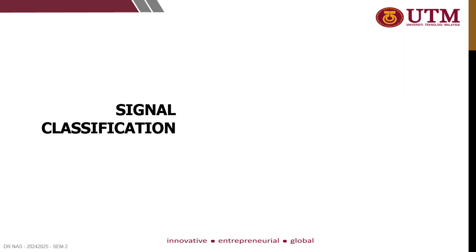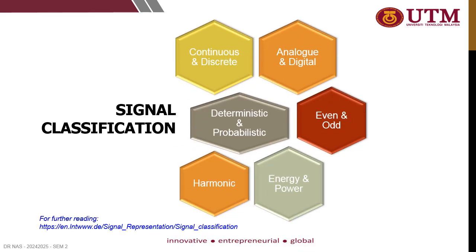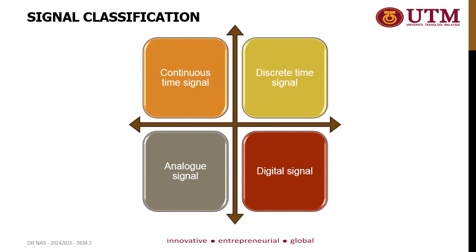The next will be looking at classification of signal. Okay, these are some of the signal classifications that you'll be exposed to in this course. So you'll be exposed to continuous and discrete signal, analog and digital signal, even and odd, deterministic and probabilistic, harmonic, energy and power signal. Let's look at how the signal looks like for each of these classifications.